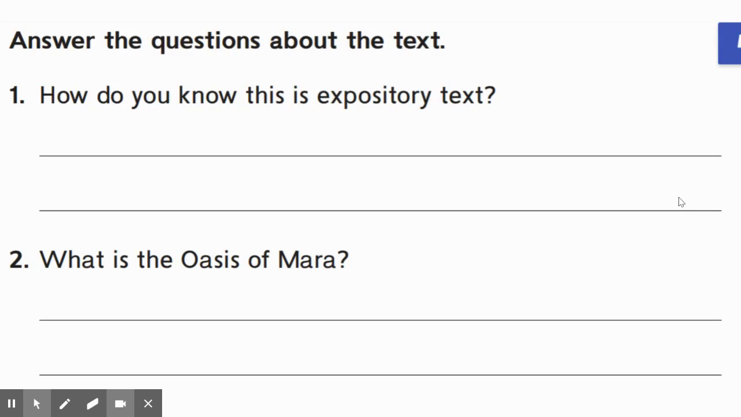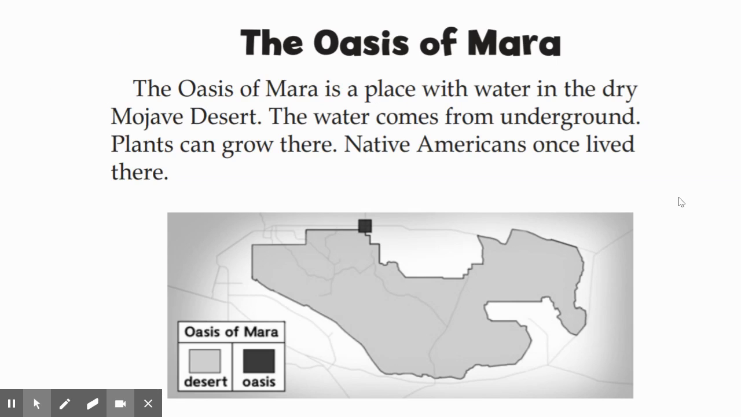It says, answer the questions about the text. Number 1, how do you know this is expository text? Second graders, let's take a look at it. How do we know that this is expository? What are the clues or characteristics of this writing? Well, do we agree there are text features? Yes, there is a map. A map is a text feature. Does this story give us real, true facts and information about a topic? Yes, it does. It gives us facts about the Oasis of Mara.